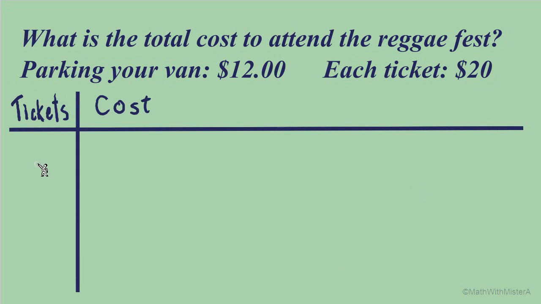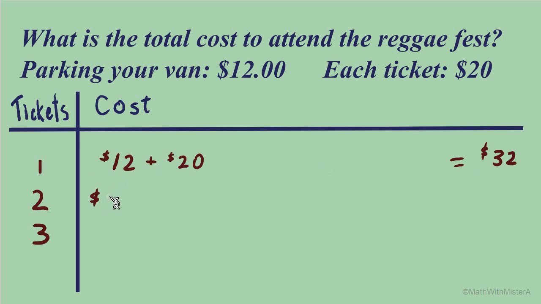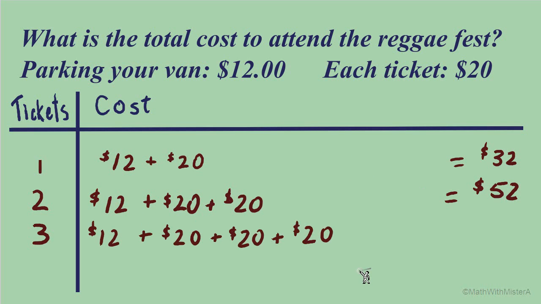For this problem, we can show the total cost for various numbers of tickets. Let's go with 1, 2, and 3. And in the table, we won't just put the final cost. I also want to show the calculations that we're doing. If you only buy one ticket, you'll have the $12 for parking and $20 for your ticket. Total's $32. If you're buying two tickets, you still have the $12 to park and $20 twice, for the total $52. And so 3 tickets, $12 for parking just once, and then 20 plus 20 plus 20, for the total $72.